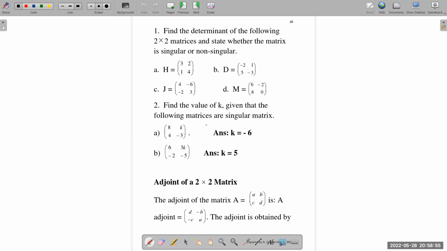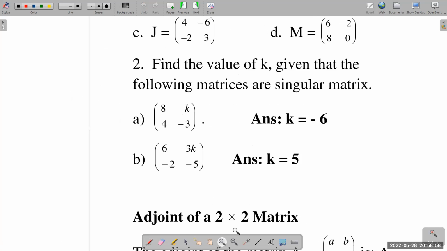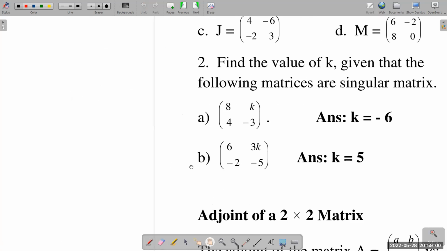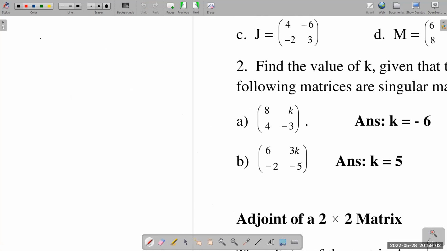So look at this one, for example. I'm going to work out this one because I just want to show you how algebra comes through all the time. They gave us this matrix 8, K, 4, negative 3. This K can't stress me out because I am strong in algebra. So I know, don't panic. If they say this is singular and they want me to find K, that means that what? The determinant is equal to 0. And if that's equal to 0, I could solve for K.